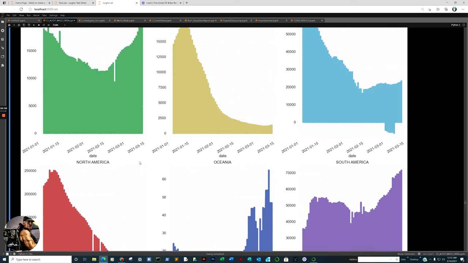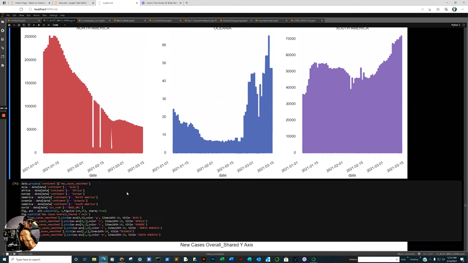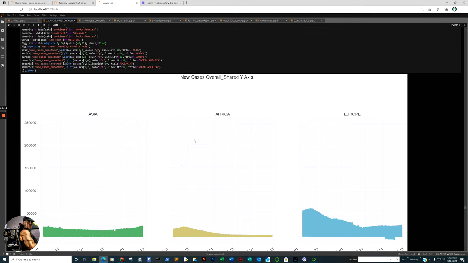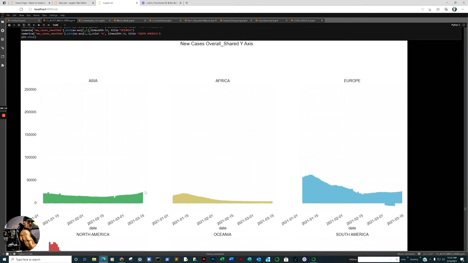North America and Africa have probably made the greatest progress as far as dropping in that arena. This one, you share the same y-axis, how it compares. That's at 250,000. That's from North America.